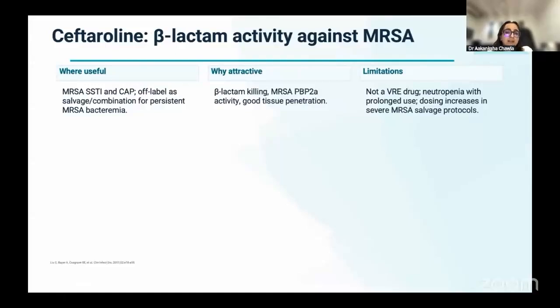Ceftaroline is the beta-lactam which has activity against MRSA. So it is useful in MRSA skin and soft tissue infections and MRSA CAP. It has been used off-label as a salvage combination for persistent MRSA bacteremia. It has good beta-lactam killing, MRSA penicillin-binding protein 2A activity, and good tissue penetration. It is not a drug for VRE. So don't mix it up just because it has activity against MRSA, and in prolonged use, you should monitor for neutropenia.